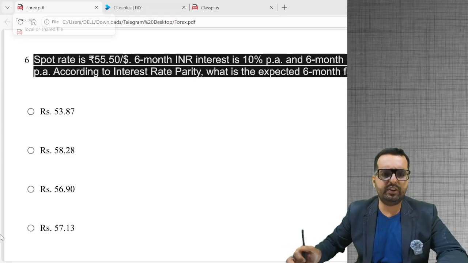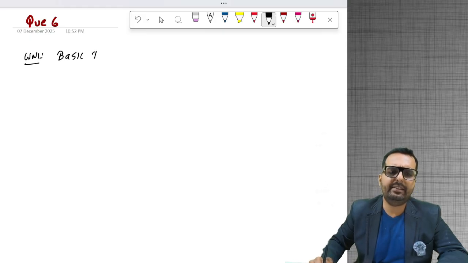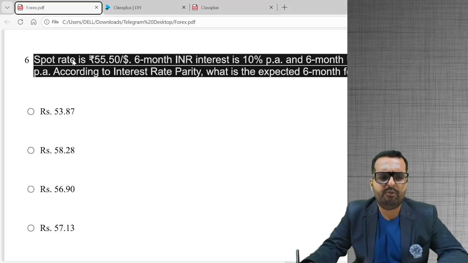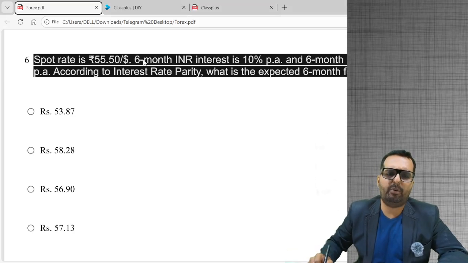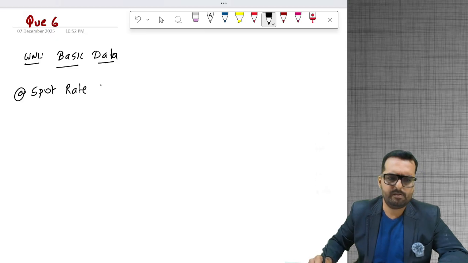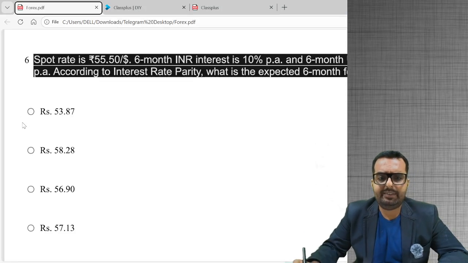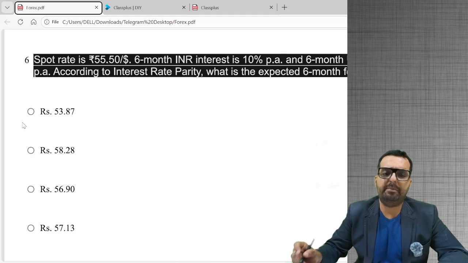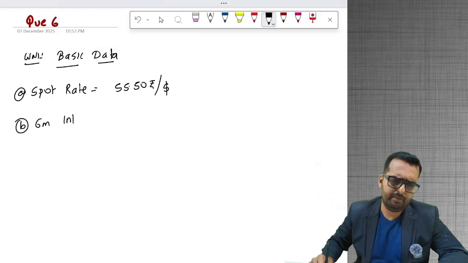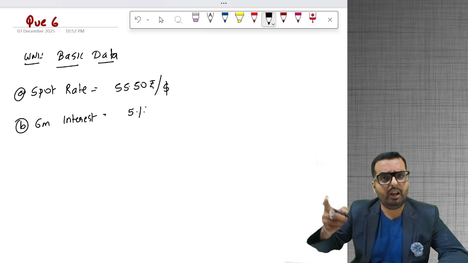Let us do question number 6 now. Question number 6, working note number 1, basic data. Ready? Fine. Spot rate is 55.5 rupee per dollar. Six months INR interest is 10% per annum. 6 months interest rate is 10% per annum, which is 5% for 6 months.